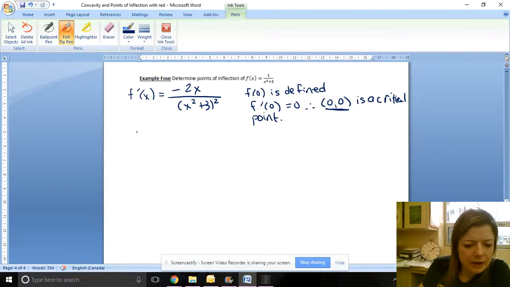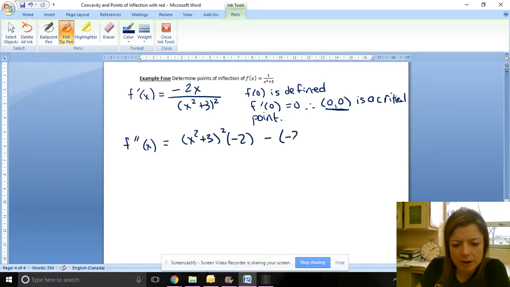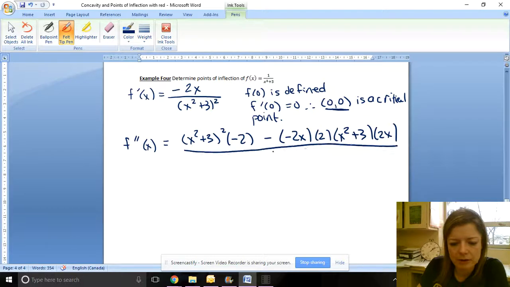Okay, so now let's find the second derivative, which just takes a bit more work because it's a nasty function. So we do the bottom times the derivative of the top minus the top times the derivative of the bottom. So now we need chain rule, right? So 2x squared plus 3, 2x is the derivative of the bottom. And then that's all over the bottom squared. So x squared plus 3 to the power 4.